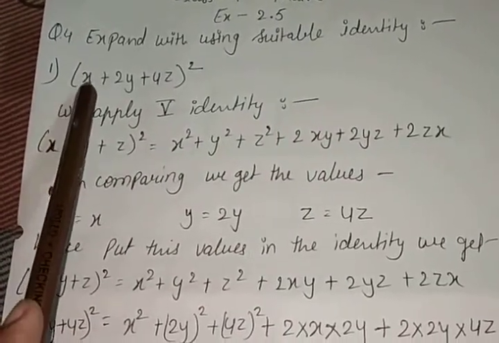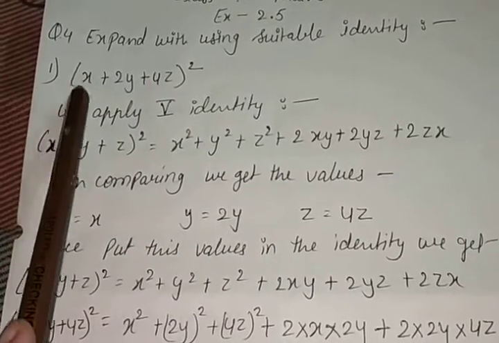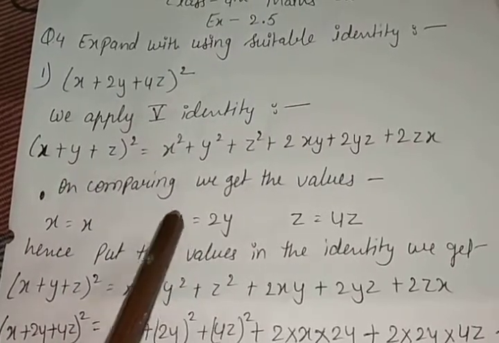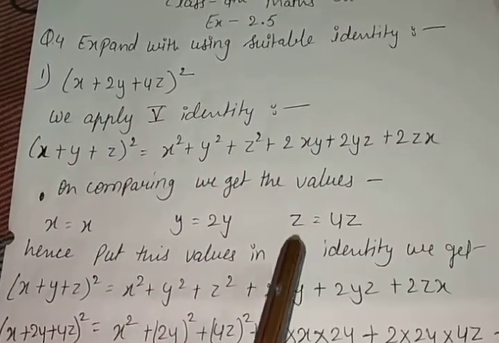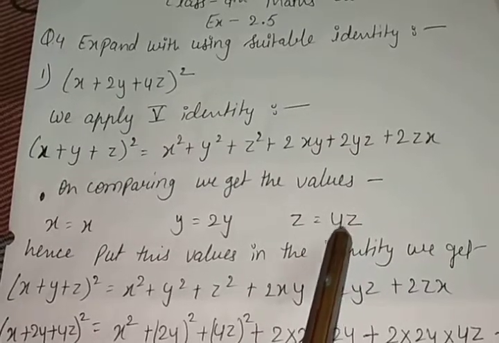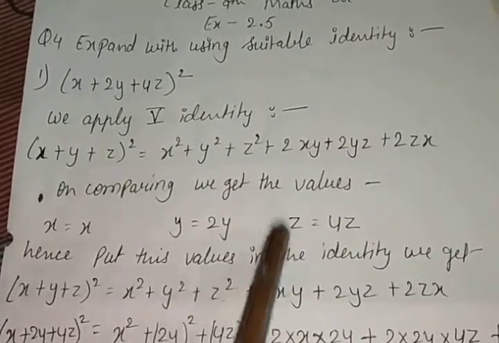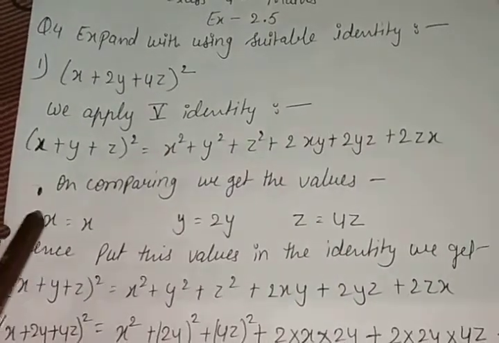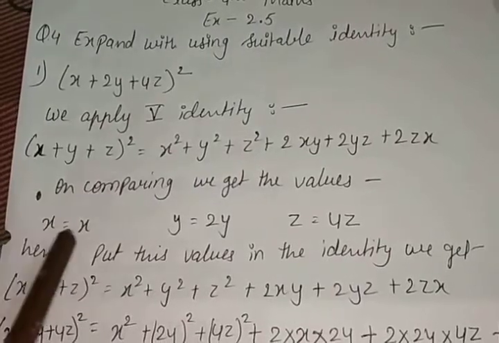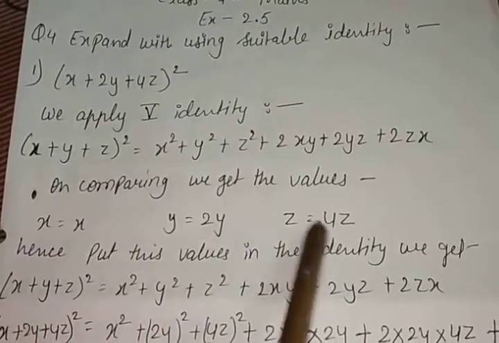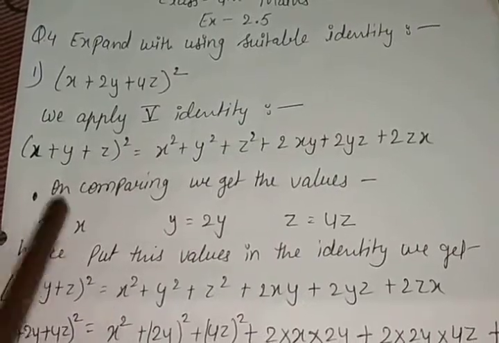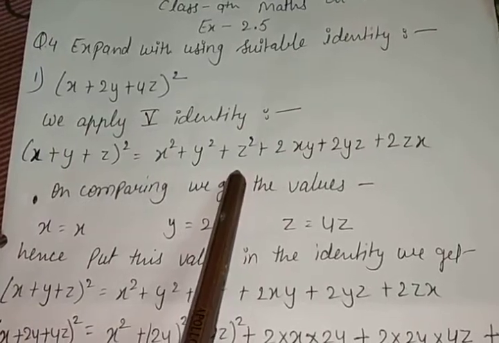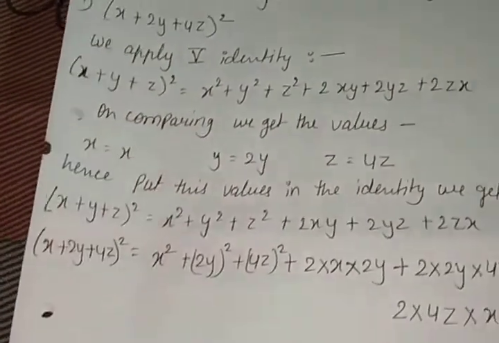x is equal to x, that means we replace the x with x. y is equal to 2y, that means we replace this y with 2y. And z is equal to 4z, that means we replace this z in the identity with 4z. So on comparing, we get all these values of the three variables x, y, z. Now put these values into the identity on the LHS side and also on the RHS side. So we get the expansion.